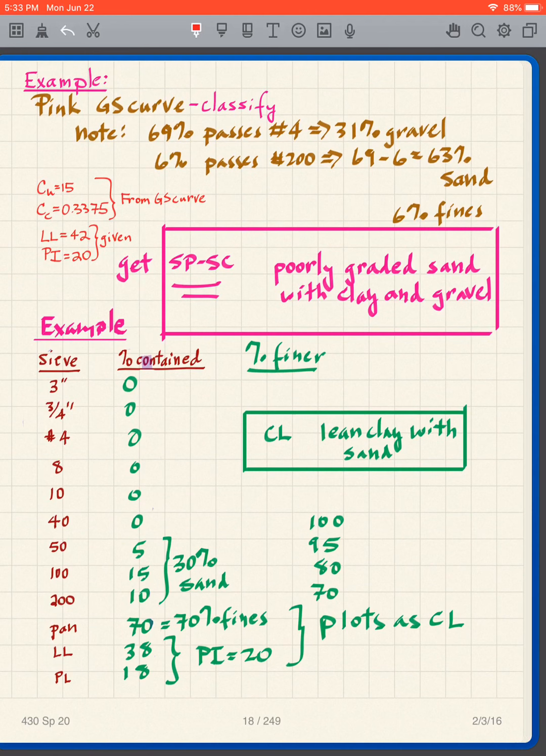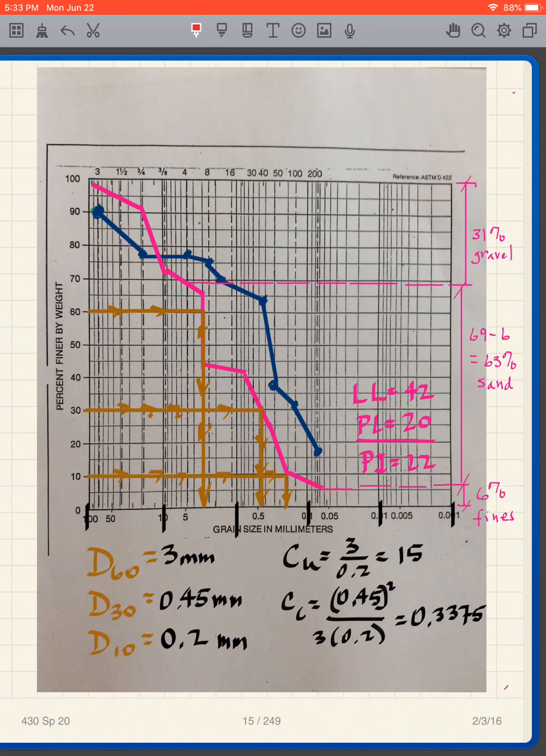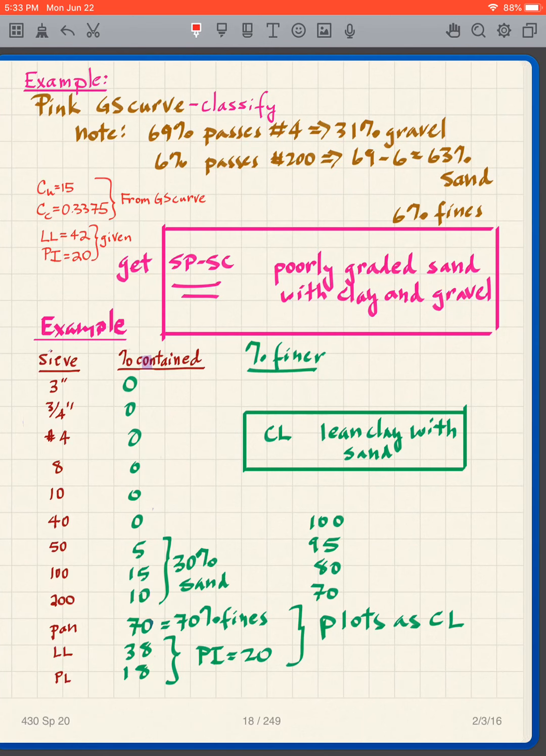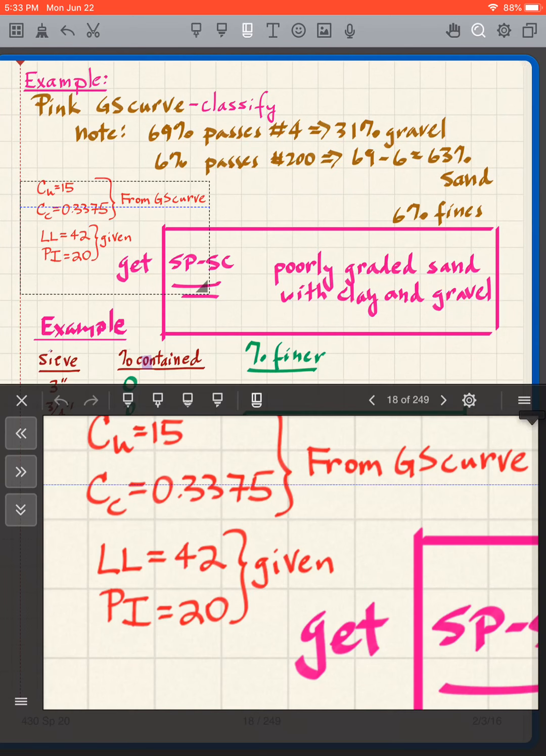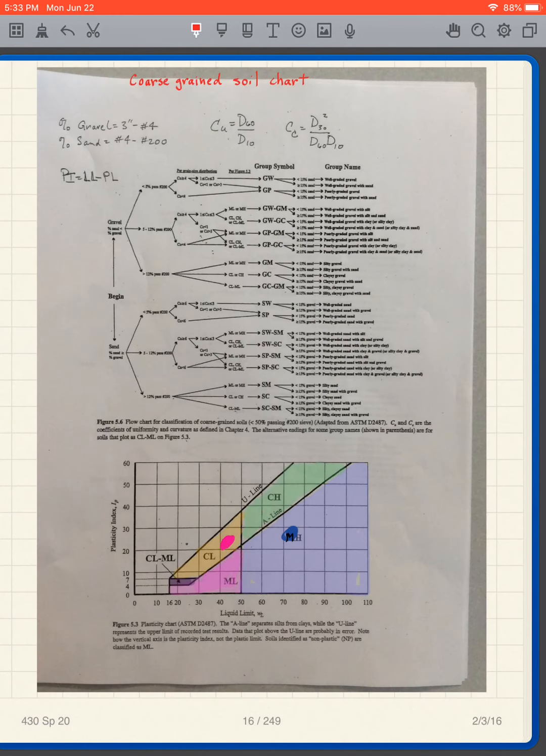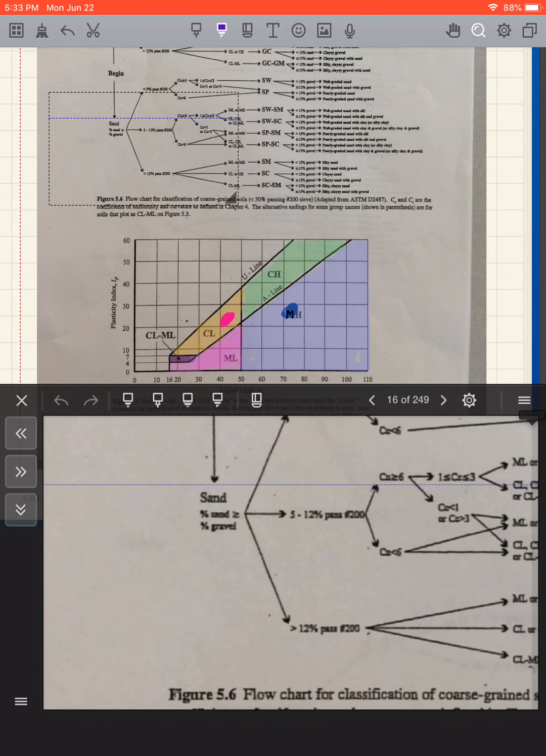So we take that information and we go into our plot, or our chart. PI was 22, 42, 22. I made a mistake there. So let me just correct it. It's 42, 22. So let's go into our plot here. I'm going to have to magnify it. We know we have a sand, put it this way. So we can start at the sand.